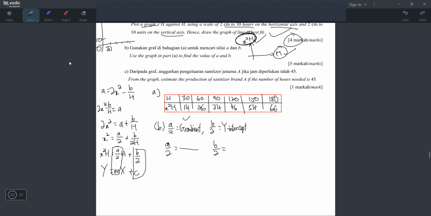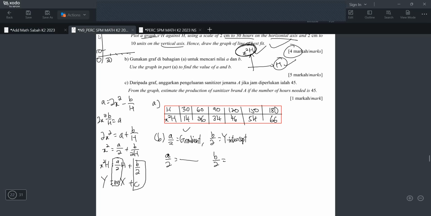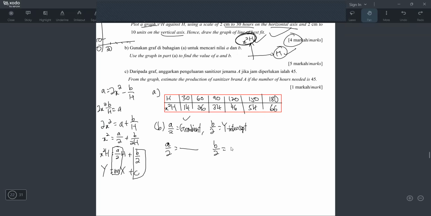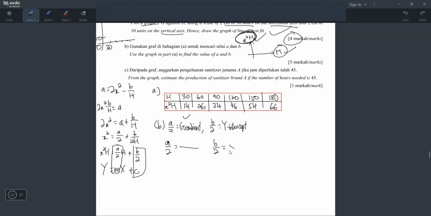From your graph. So what is your y-intercept? You can use your eyes, can see already. Your y-intercept is 5, right? That is why always when you draw a line, make sure you draw until the y-axis. Okay, so here you write 5. So what is the b? It will be 5 times 2, which is 10. Okay, and then you have to find gradient here, right?